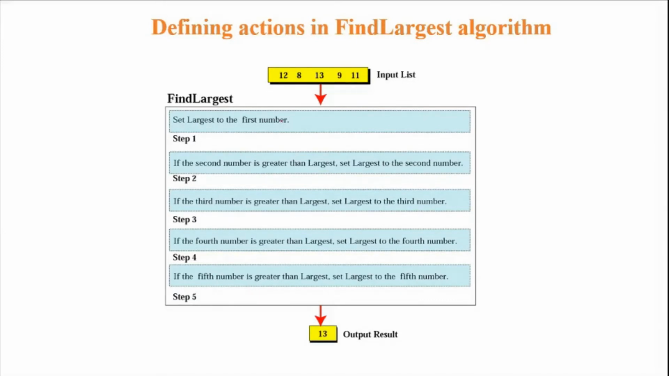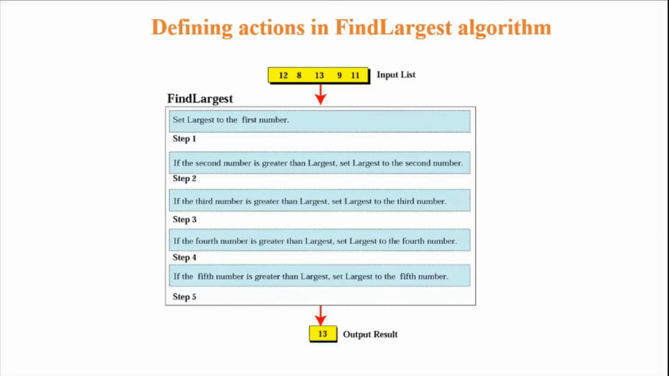Set the largest to the first number. Then we check: if the second number is greater than the largest, set the largest to the second number. Third step, if the third number is greater than the largest, set the largest to the third number. Next step, if the fourth number is larger than the largest, set largest to the fourth number. Then the last step, if the fifth number is larger than the largest, set largest to the fifth number. Then we output the result. This is the simplest form of the algorithm that we described in the previous slide.